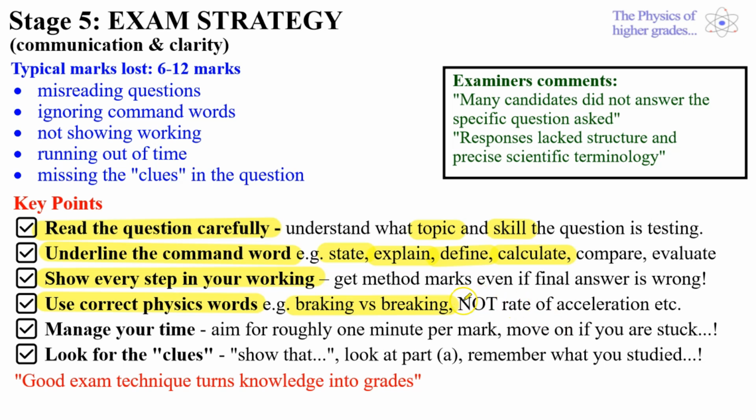Another very typical one is students love writing the rate of acceleration. It's not the rate of acceleration, it's the acceleration. The rate of acceleration is how the acceleration is changing with time, which is something more complicated, and we don't need to necessarily know about that. But it's the acceleration, not the rate of acceleration. So you have to use the correct terms and use them correctly.